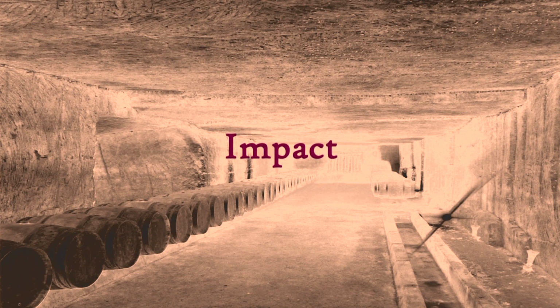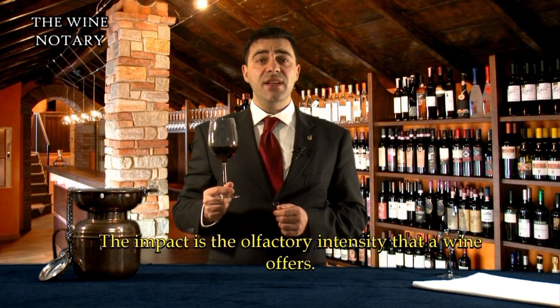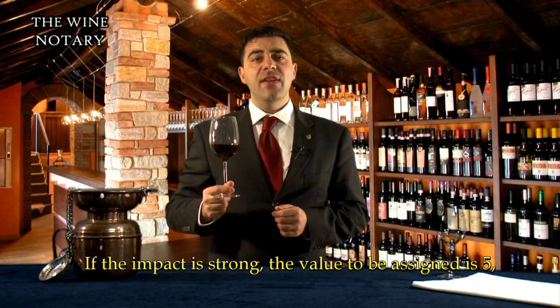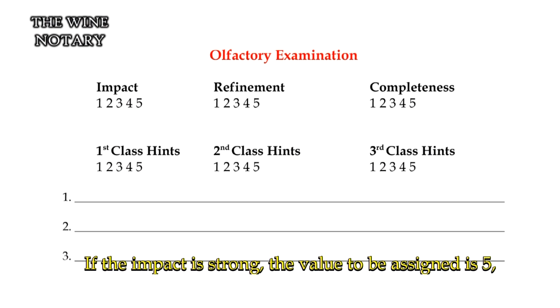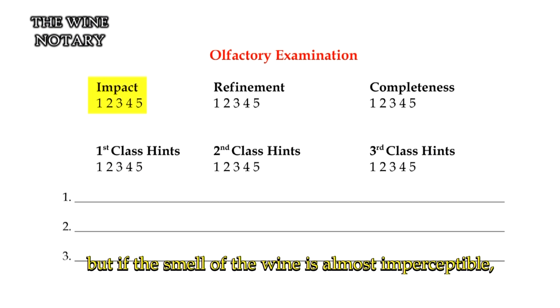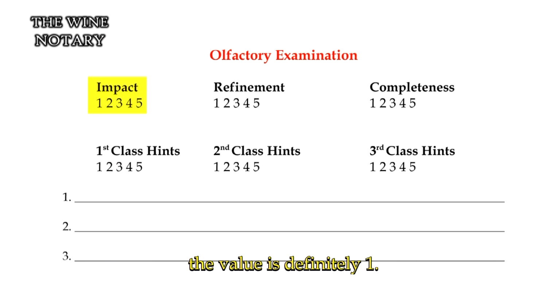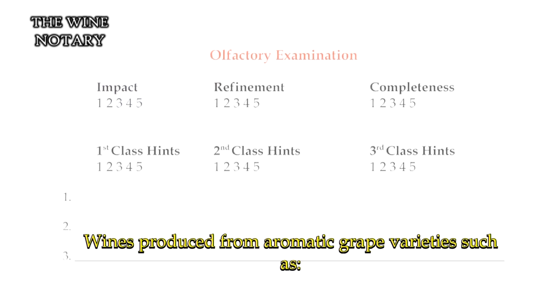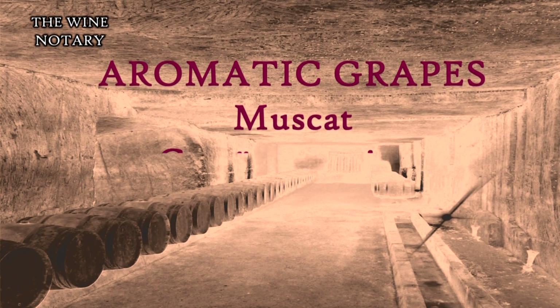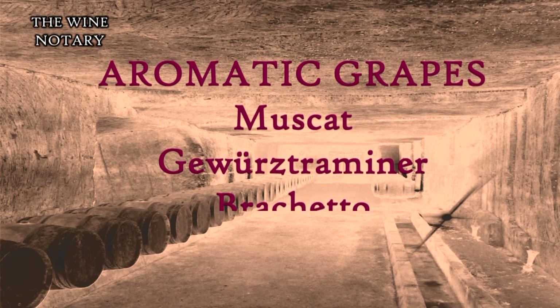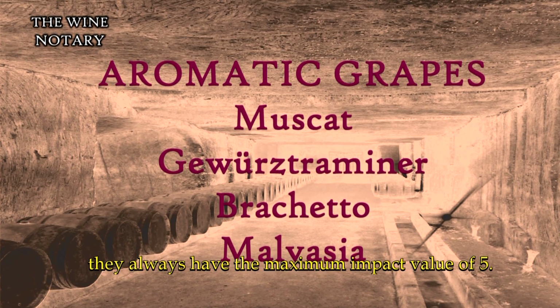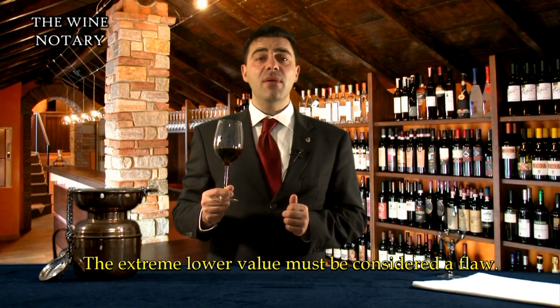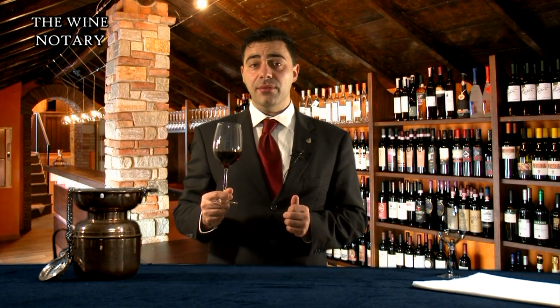Impact. The impact is the olfactory intensity that the wine offers. If the impact is strong, the value to be assigned is 5, but if the smell of the wine is almost imperceptible, the value is definitely 1. Wines produced from aromatic grape varieties such as Muscat, Gewürztraminer, Brachetto, Malvasia always have the maximum impact value of 5. The extreme lower value must be considered a flaw.